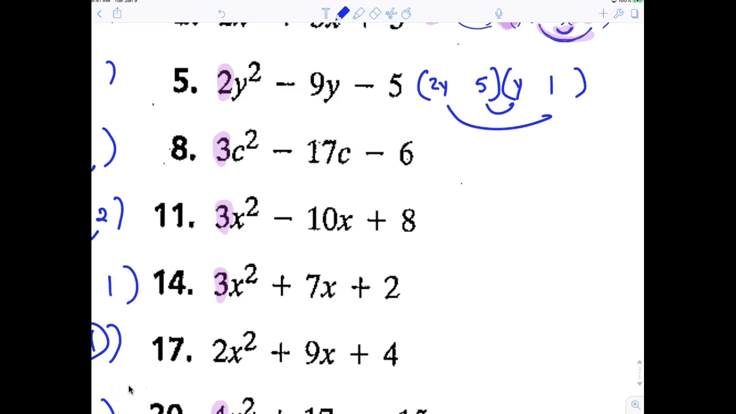Now what do you see? Hold up. 5 here and 1 here. Now what do you see? 10 and 1, and I need it to be a negative 9. So I want my 10 to be negative, and my 1 to be positive. And then we're done. That's the answer.